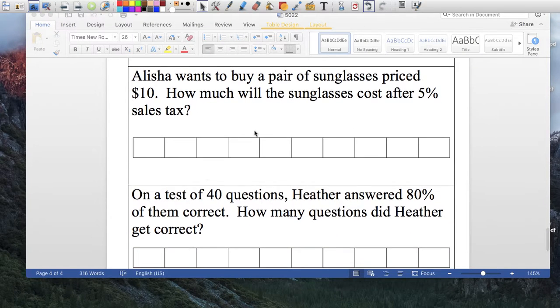Alicia wants a pair of sunglasses, but it's priced at $10 and it has 5% tax. So let me add 100%. Let's make this $10. Let's make this 0%. Let's make it $0. And we're going to go to 105. So let me make 110 because that might be easier. So 110%, but I want half. So let me shade.